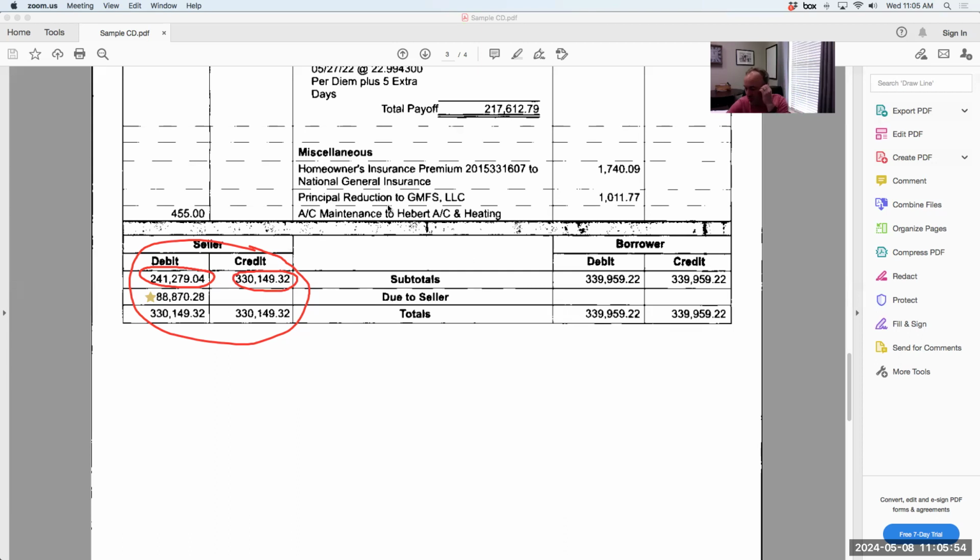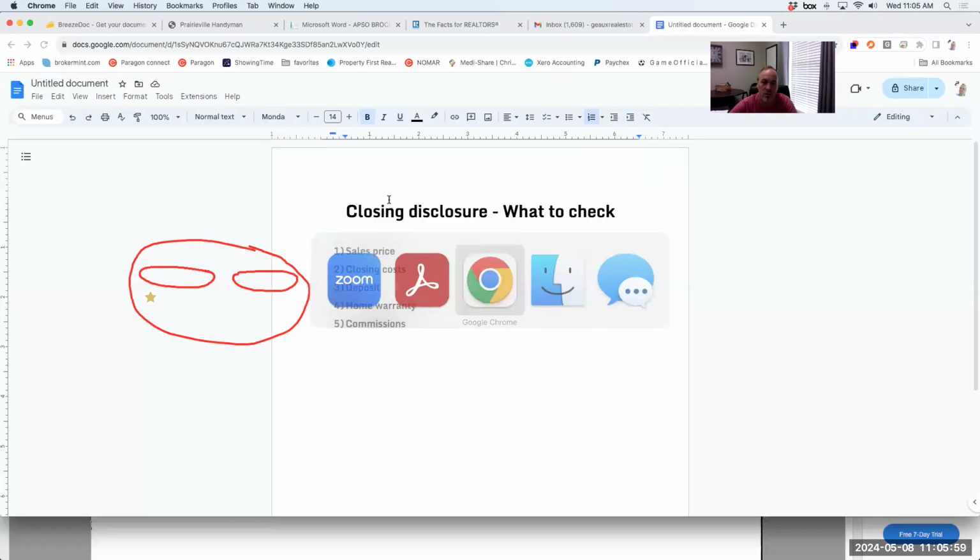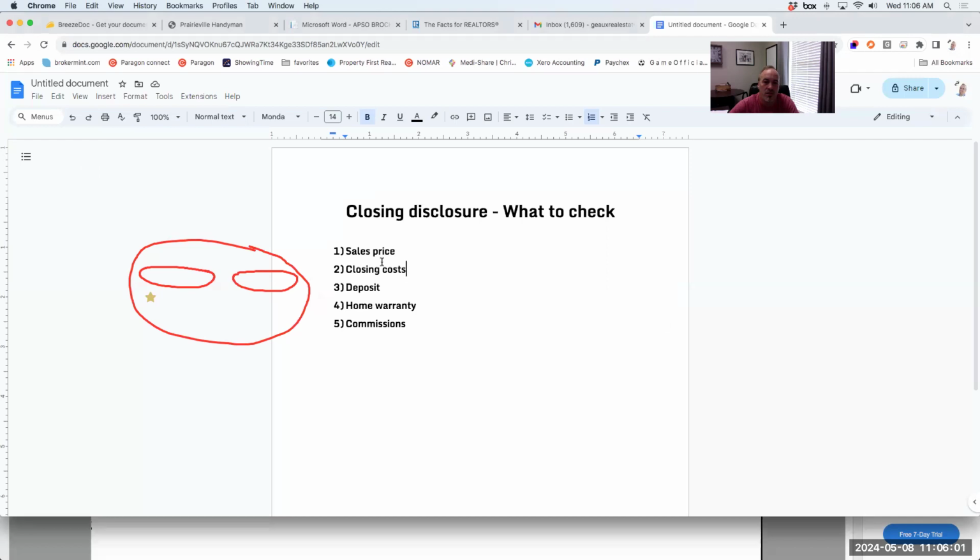So on this sheet, again, the five things you're looking for are sales price, closing costs, deposit, home warranty, and commissions.